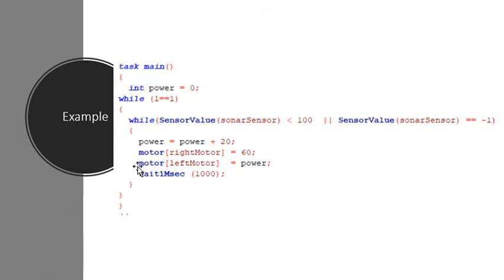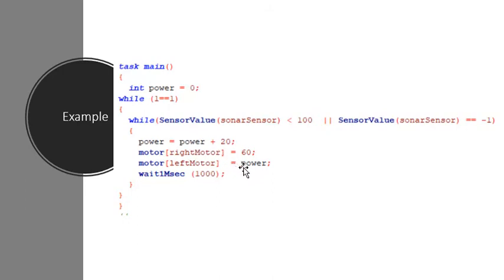So let's see what that means. Well, power, which is my integer, is going to equal power plus 20. So initially it has a power of 0. The first time I put it in, we're going to add 20 to it. Then it's going to set it up. Well, the right motor is going to stay at 60. Right motor is never going to change, but the left motor is going to be whatever power is.